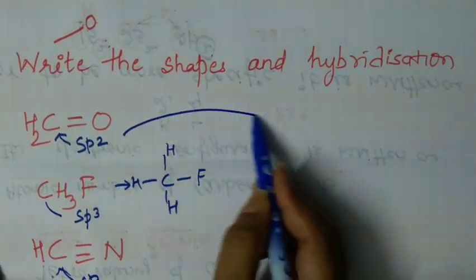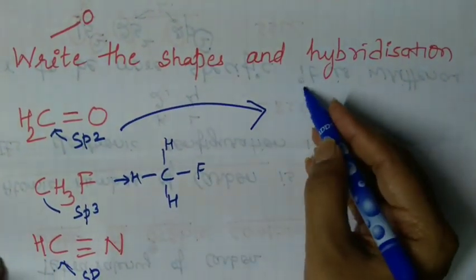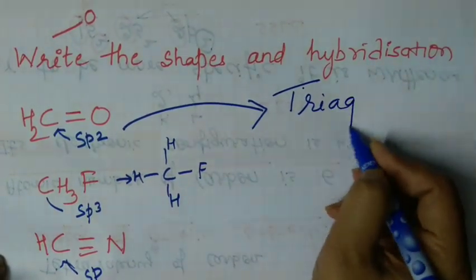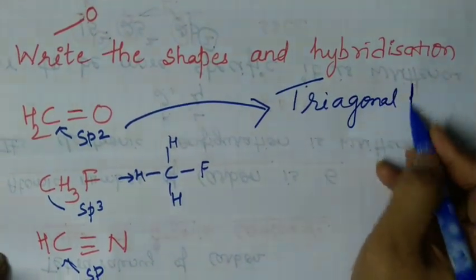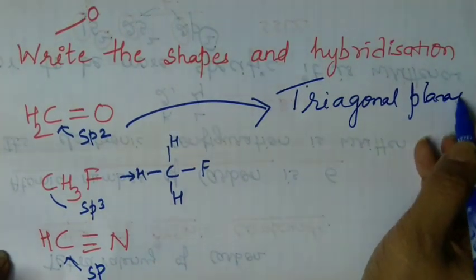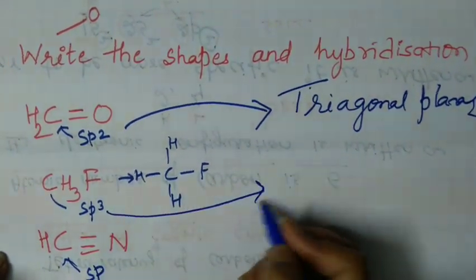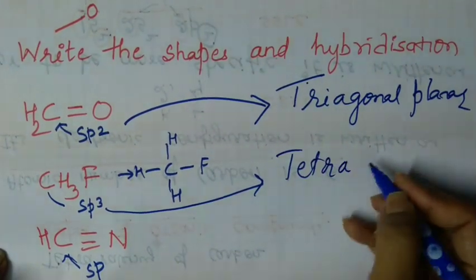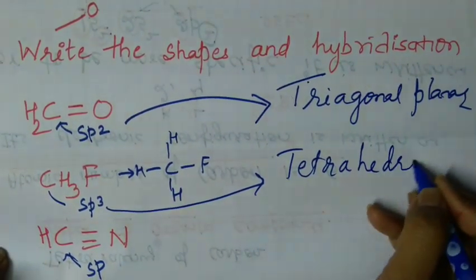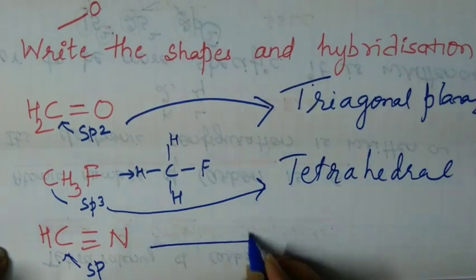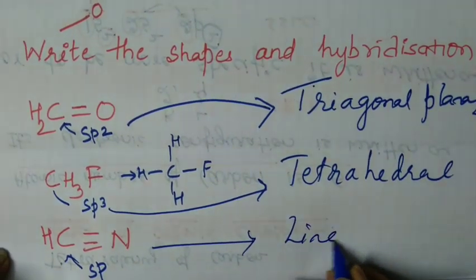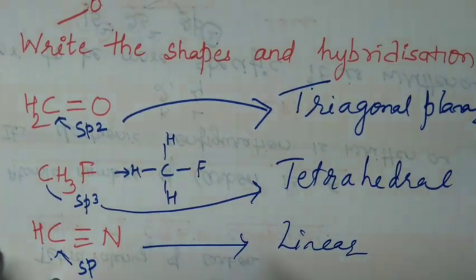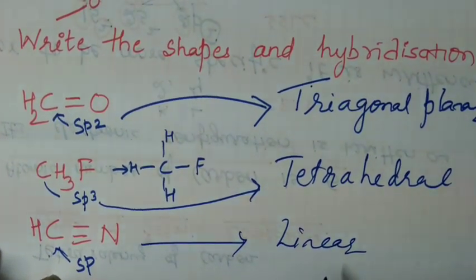If you have sp2 hybridization, what should be the shape? I had asked you to learn it by heart. Trigonal planar. If it is sp3, it is tetrahedral. If it is sp, it is linear. So here you are able to identify hybridization as well as the shape.